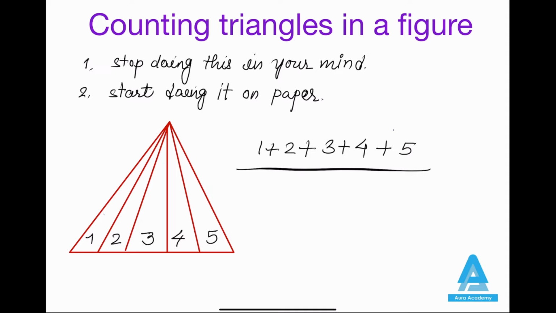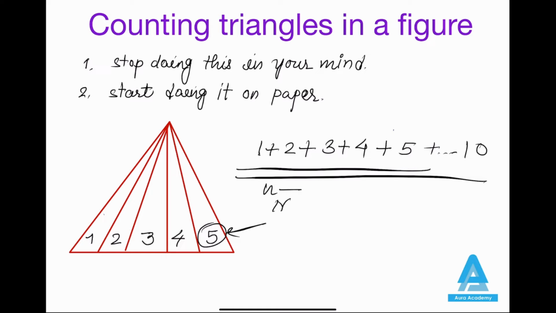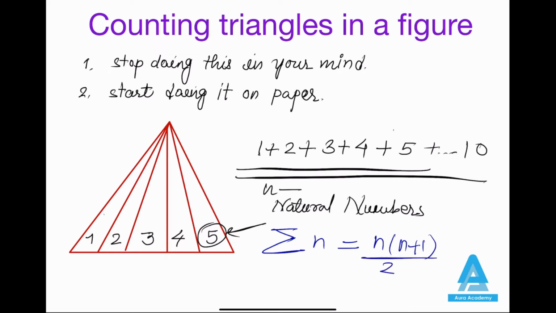If there are like 10, then how will you add 1 plus 2 plus 3 plus 4 and so on? You don't have that much time, right? But what you can notice here is this is a sequence of natural numbers up to a given number, like here 5 natural numbers. And the sum of n natural numbers is n times n plus 1 divided by 2.